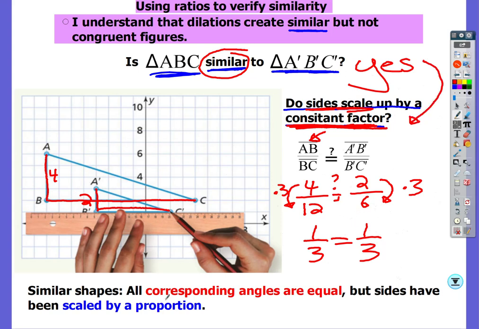So again, we see all corresponding angles are equal if we look at this. Same, same, same, same. And when I say corresponding, I'm talking about the ones that kind of match each other. So these correspond, these correspond, these correspond. They are all equal. And the sides have been scaled up by a proportion, so we got a similar shape.